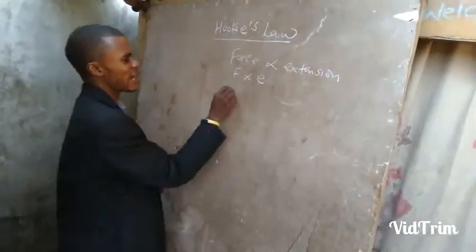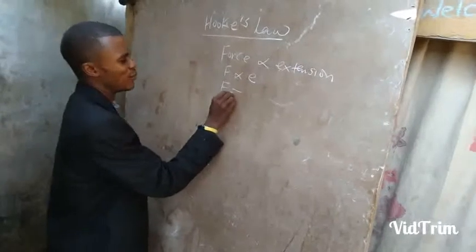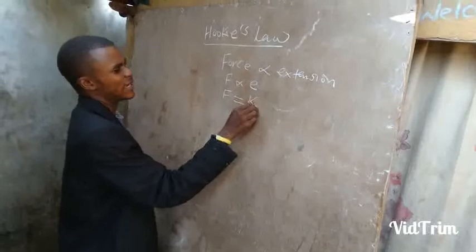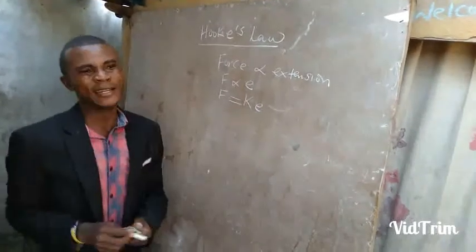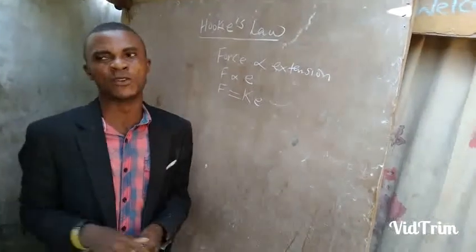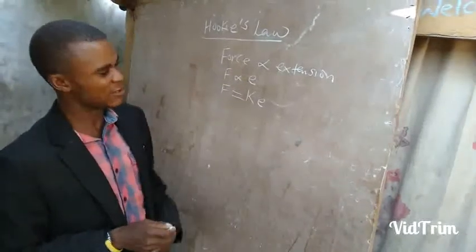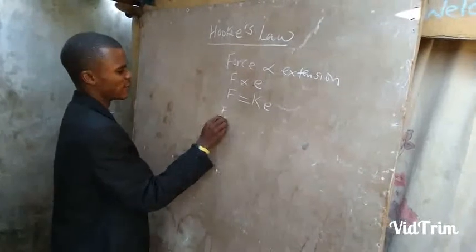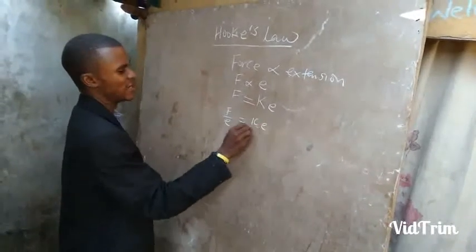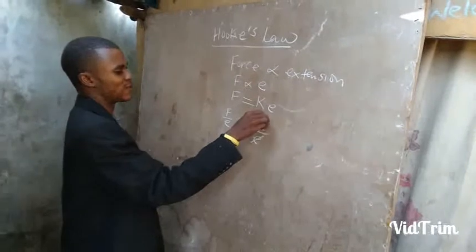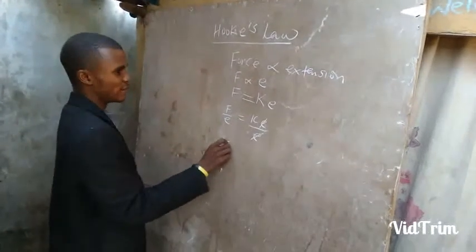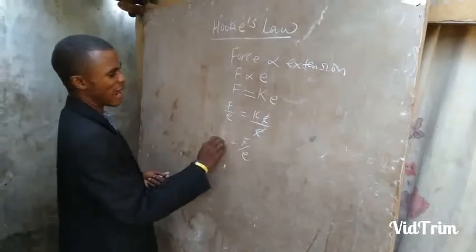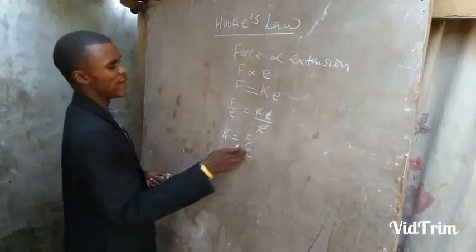Changing the proportionality sign to an equal to sign will now become F equals a constant K, Ke. Now, in the analysis of variation, we always find the constant. The constant here is K. So for me to get K, I divide both sides by E. I will now have F over E equals Ke divided by E. I have divided both sides by E. So K becomes F divided by E. So the formula for K is F divided by E.